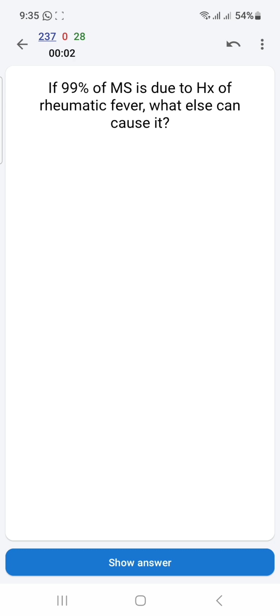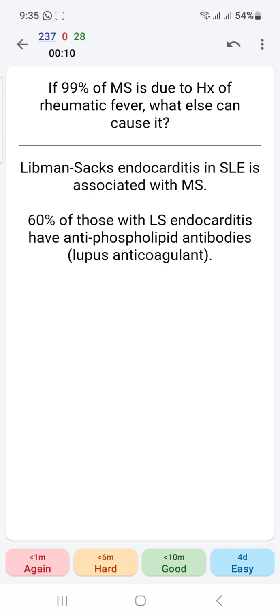If 99% of MS is due to the history of rheumatic fever, what else can cause it? Libman-Sacks endocarditis in SLE is associated with MS. 60% of those with LS endocarditis have anti-phospholipid antibodies, lupus anticoagulant.